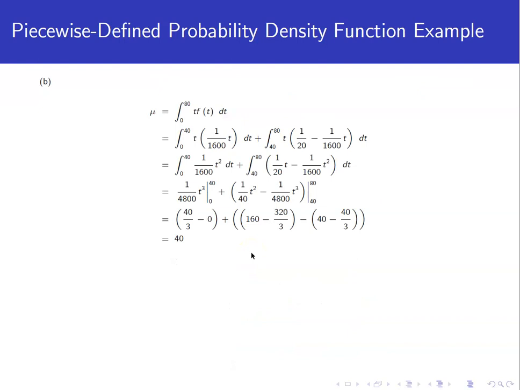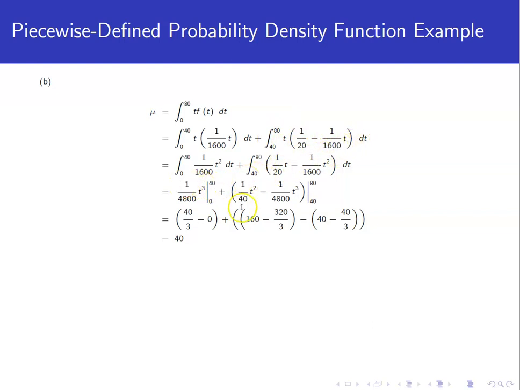For the mean, remember, we're going to integrate over the entire region, in this case from 0 to 80, of the variable times the probability density function. Again, the probability density function is defined in two pieces, so we have to split it where it changes definition. So from 0 to 40, we use t times 1 over 1600 t. From 40 to 80, we use t times 1 over 20 minus 1 over 1600 t.